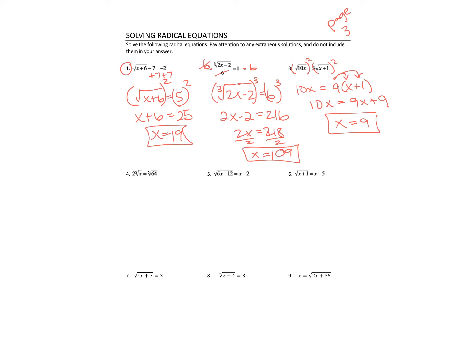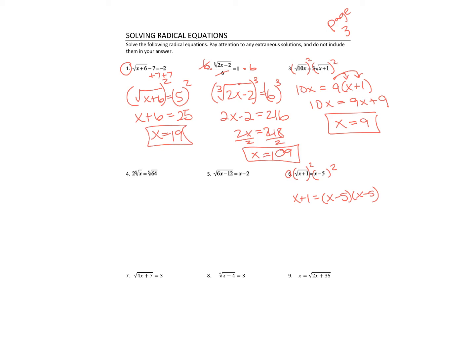So let's take a look at number 6. Number 6 has a radical on just the left side. So it's isolated. I'm ready to square both sides. But this is one of the problems that when I square the right side, it's really x minus 5 times x minus 5.